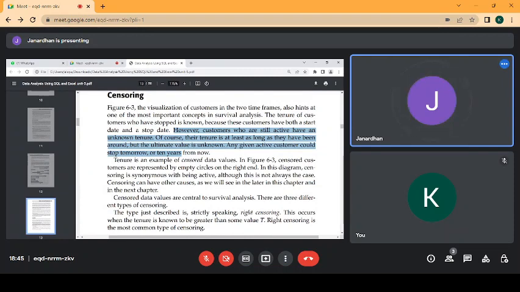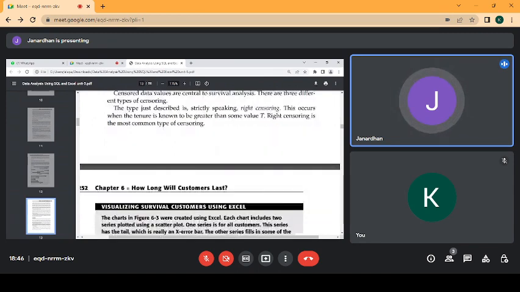Right. Of course, their tenure is at least as long as they have been around, but the ultimate value is unknown. Any given active customer could stop tomorrow or 10 years from now. A tenure is an example of censored data values.